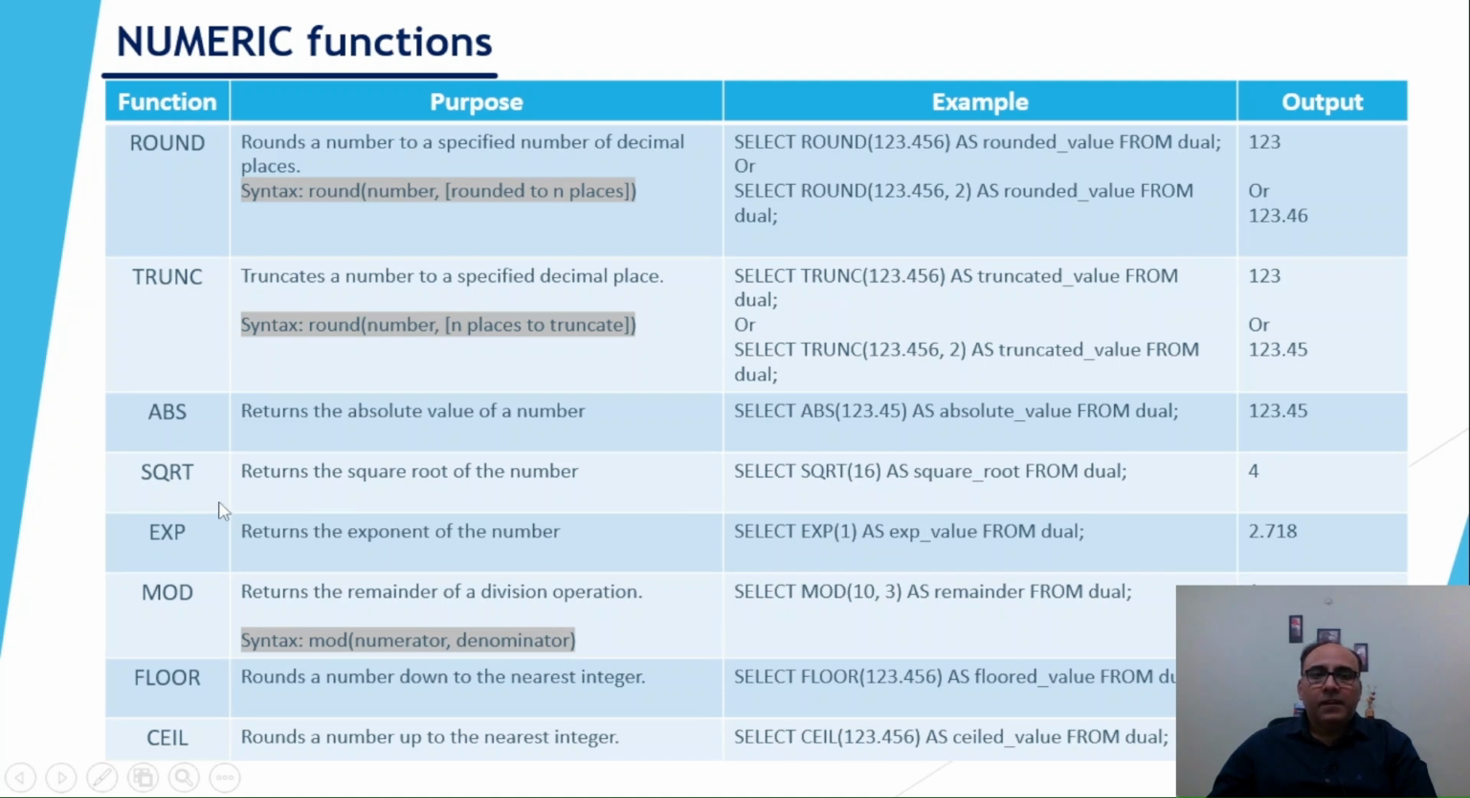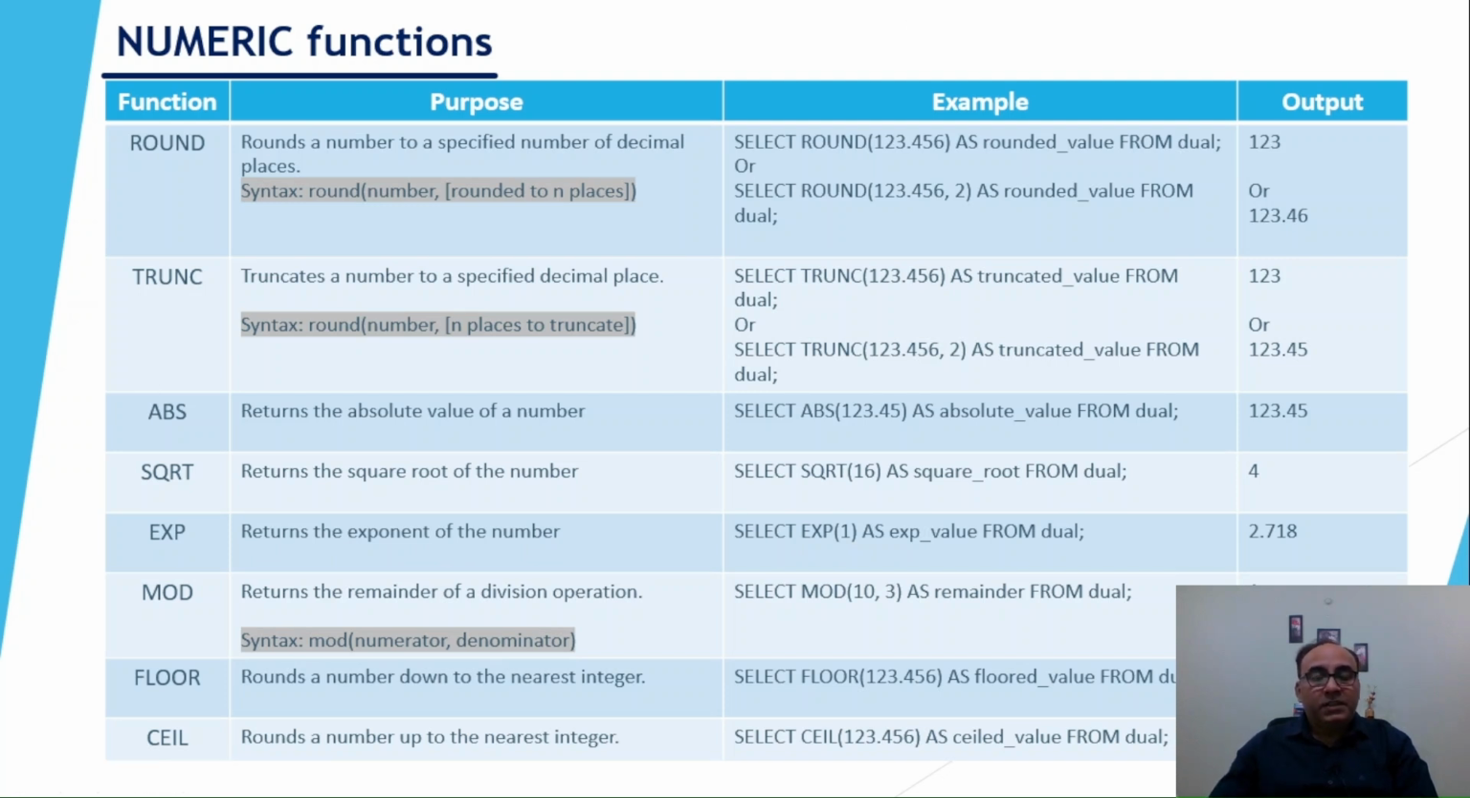Then we have SQRT. This will return the square root of the number. So select SQRT(16) will return the square root of 16, which is 4. Then we have EXP. This will return the exponent of the number. So EXP(1) will return 2.718.